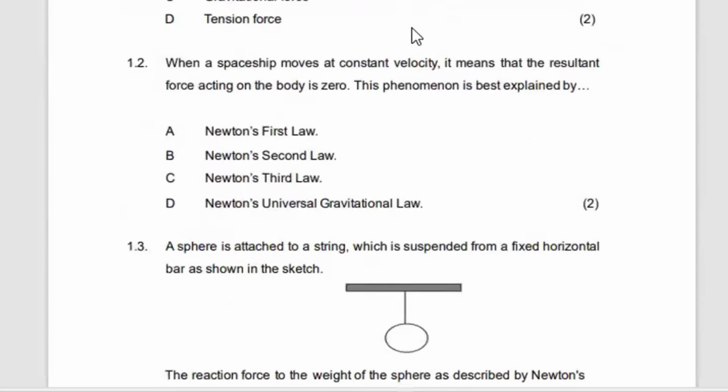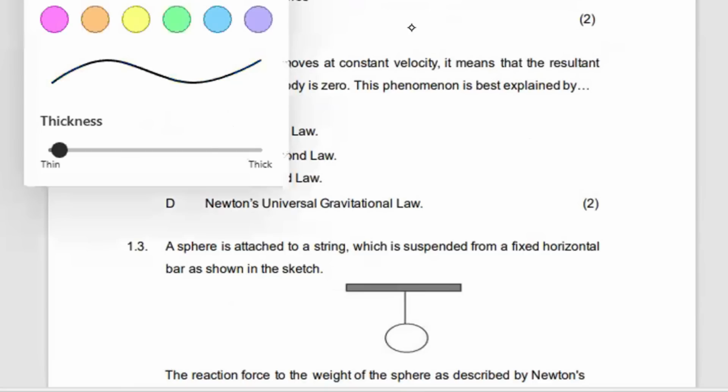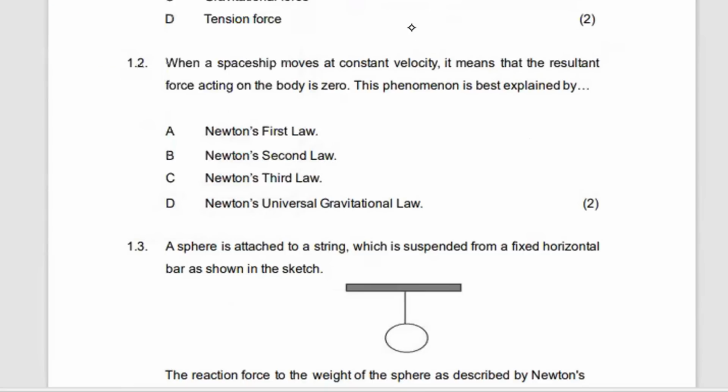So question 1, which is the multiple choice, they're asking which one of the following forces always acts perpendicular to the surface? Normal force, that is true. Frictional force, no. Gravitational, this acts downwards, and then tension, it's not always. So the one that always acts perpendicular will be the normal force, which is A.